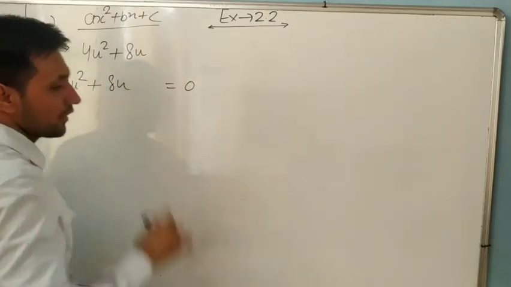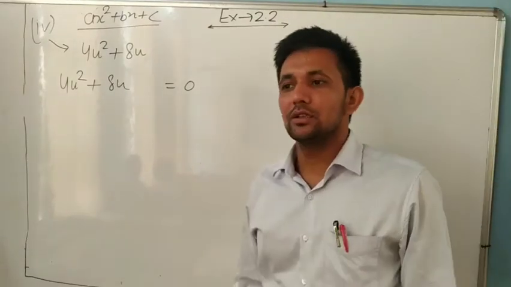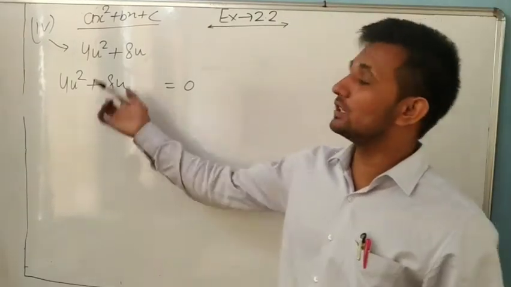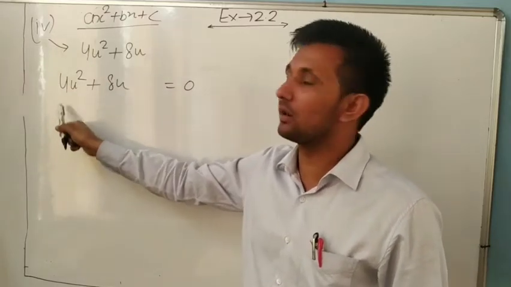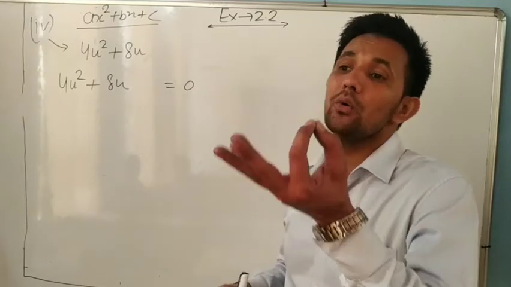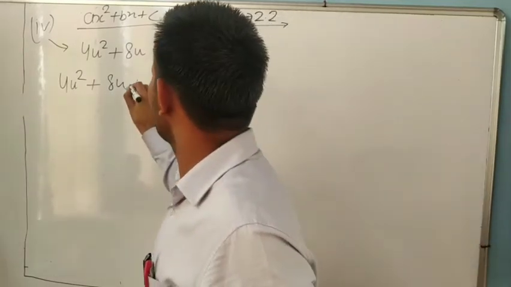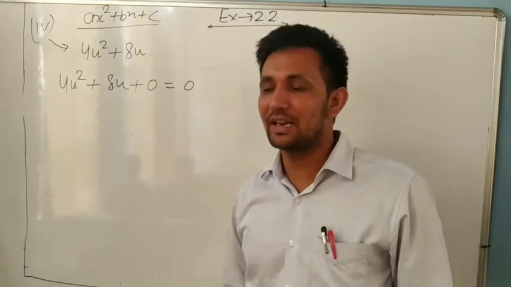Now you are thinking, sir, you told us to split the middle term. Which one is the middle term? If I ask you what a is here, a is 4, b is 8 and c is 0. If nothing is given, you can add 0. So c means 0. Understand or not?